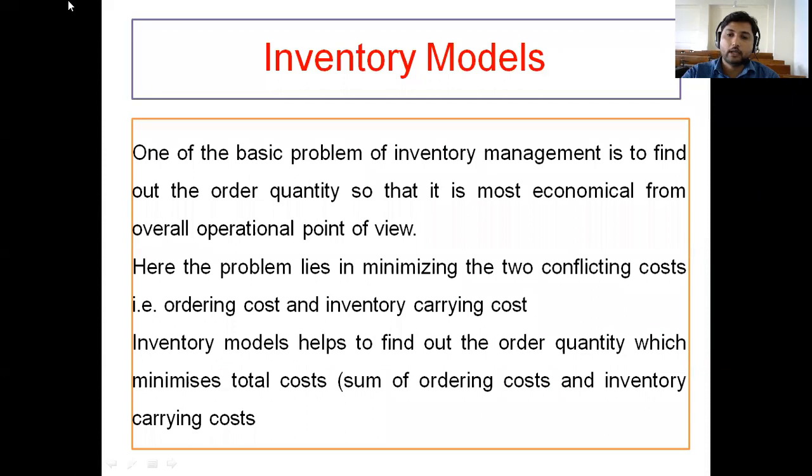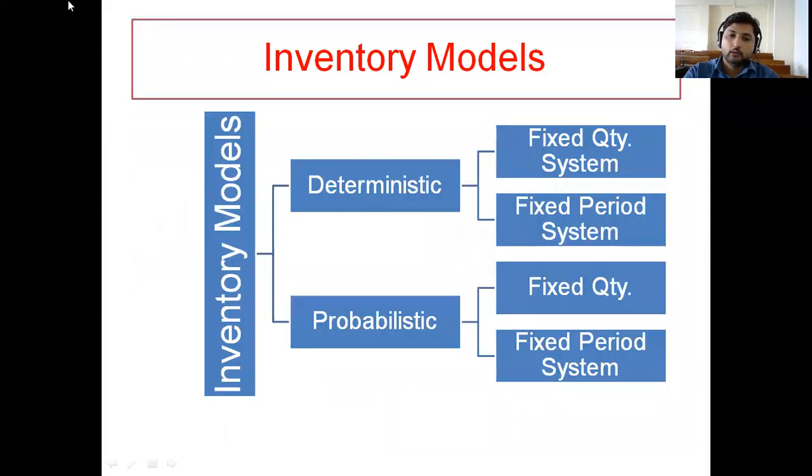So, the ordering costs and inventory carrying cost. Bracket complete. Then classification of inventory models. You can make it vertical or horizontal, no issue. So draw this flow chart related to inventory models.